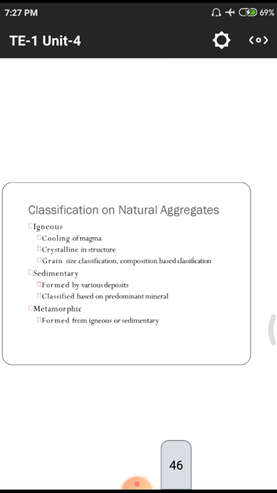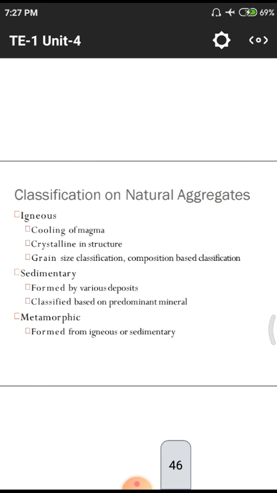Next one, what are the aggregates we are having? All those things are the different kinds of aggregates. First one we are having igneous. Second major one we are having sedimentary. After that we are having metamorphic. Those three are the stages.